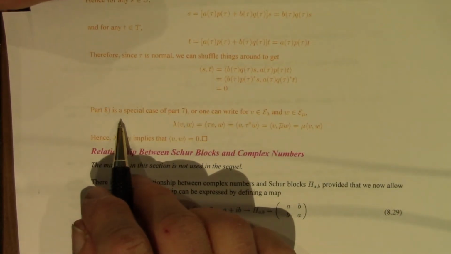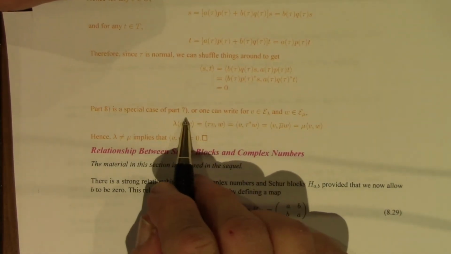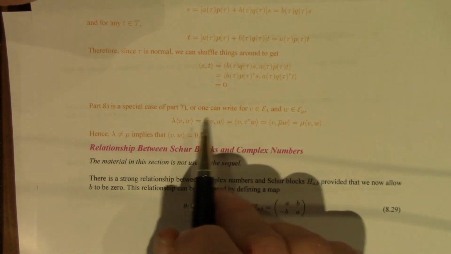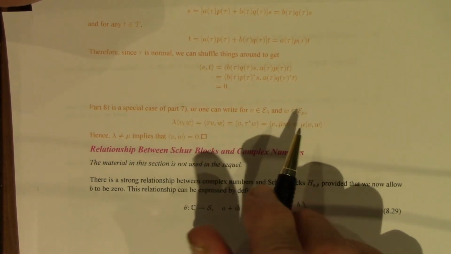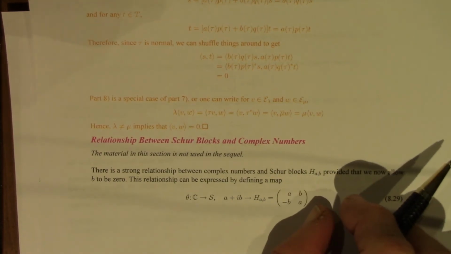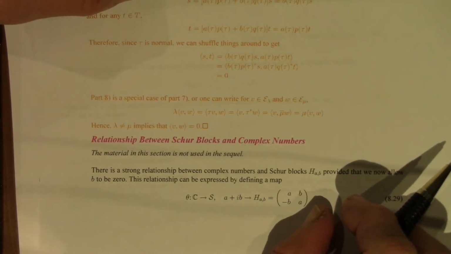Finally, Part 8 is just a special case of Part 7. As I discussed earlier, the minimal polynomials in this situation are both linear and distinct, and therefore they're relatively prime. Monic, linear, and distinct.